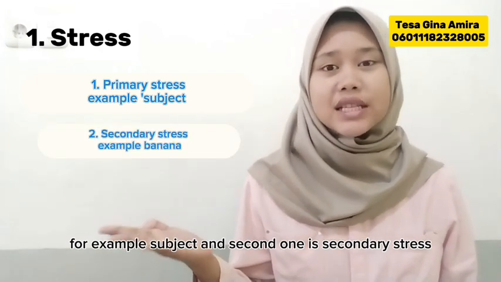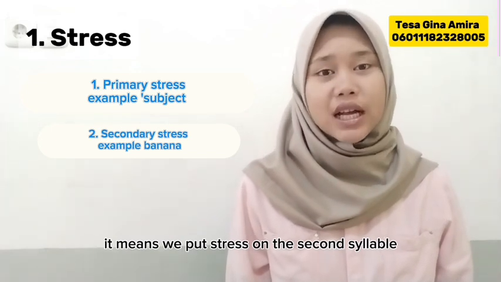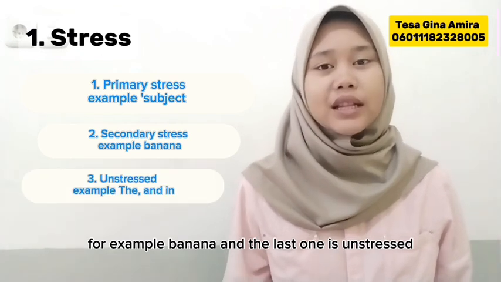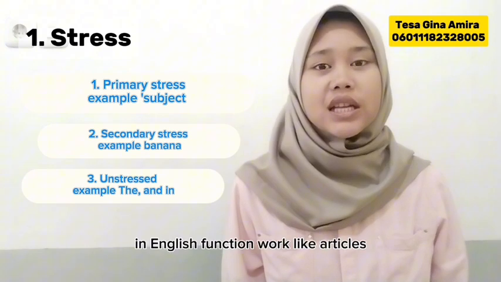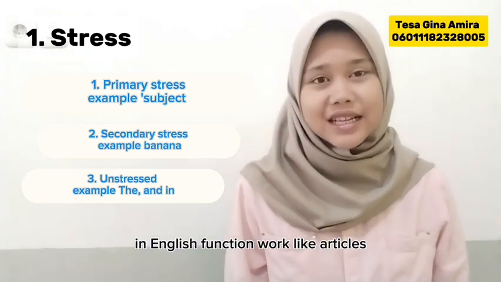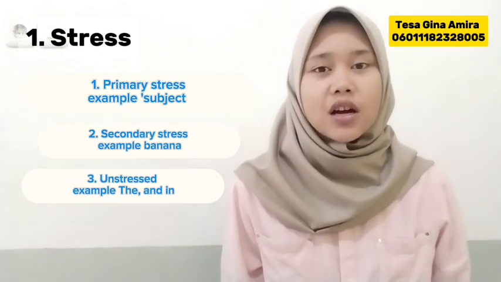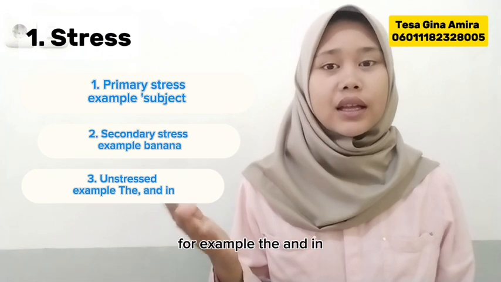And the second one is secondary stress. It means we put stress on the second syllable. For example, banana. And the last one is unstressed. It means no stress. In English, function words like articles, prepositions, and conjunctions often have no stress. For example, the and in.